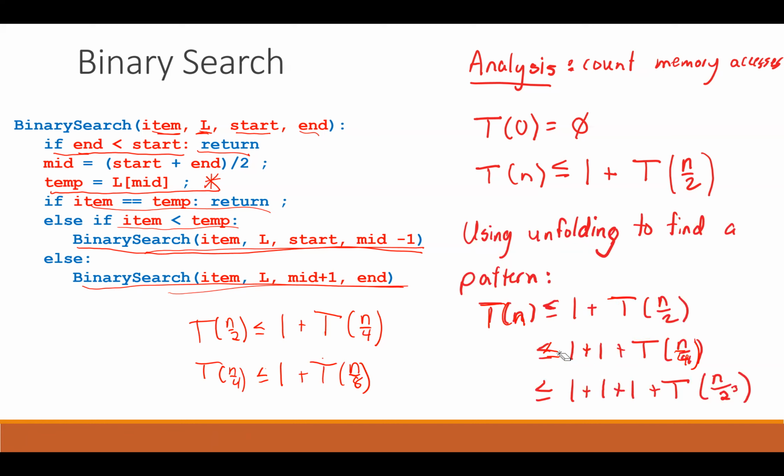So the pattern continues here. I substitute 1 plus T of n over 8 in for this, but instead of writing it as n over 8 now, I'm going to write that as n over 2 to the power 3. Right. So we can see our pattern unfolding. In the third step, I have 3 1s and T of n over 2 to the power 3. Okay, so now I can take that and assume it goes for k steps.